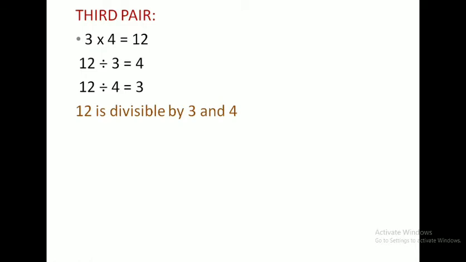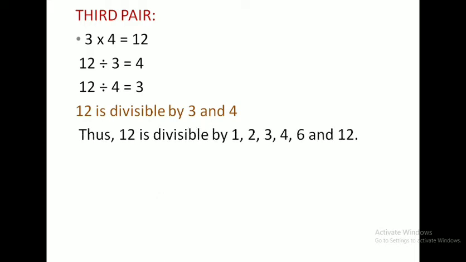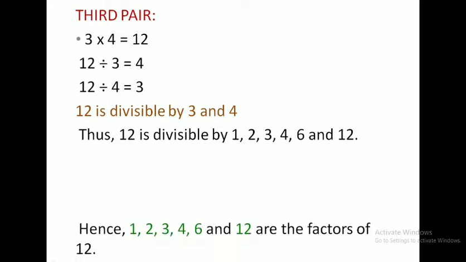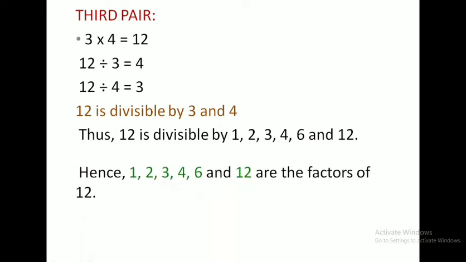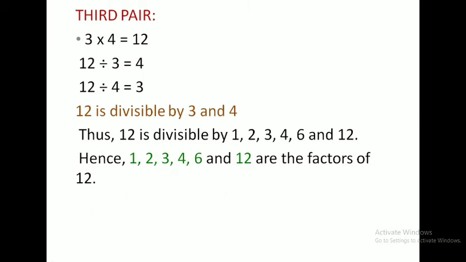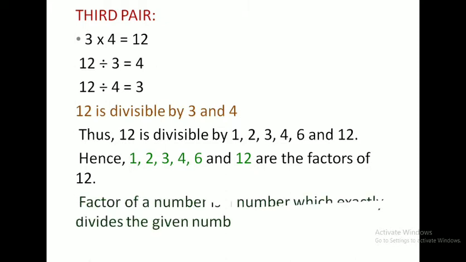Thus, we now understood that 12 is divisible by 1, 2, 3, 4, 6 and 12. Hence, we say that the numbers 1, 2, 3, 4, 6 and 12 are the factors of 12. Hence, we can define the factor of a number as a number which exactly divides the given number.